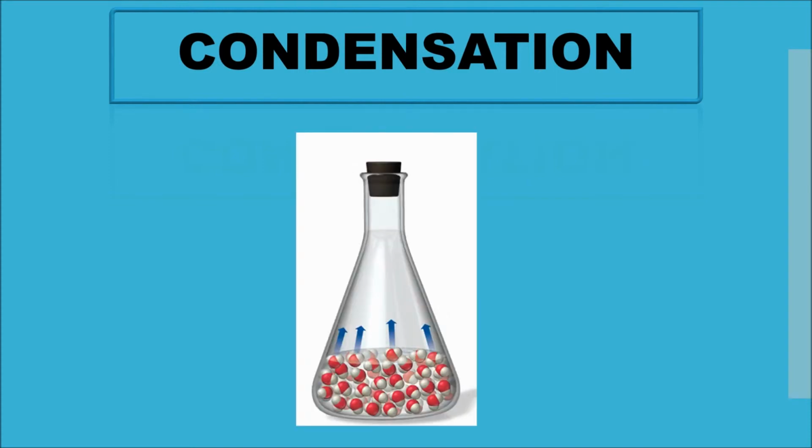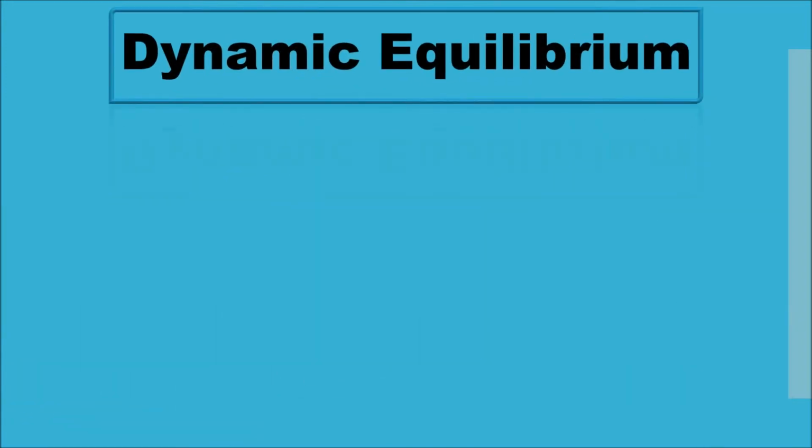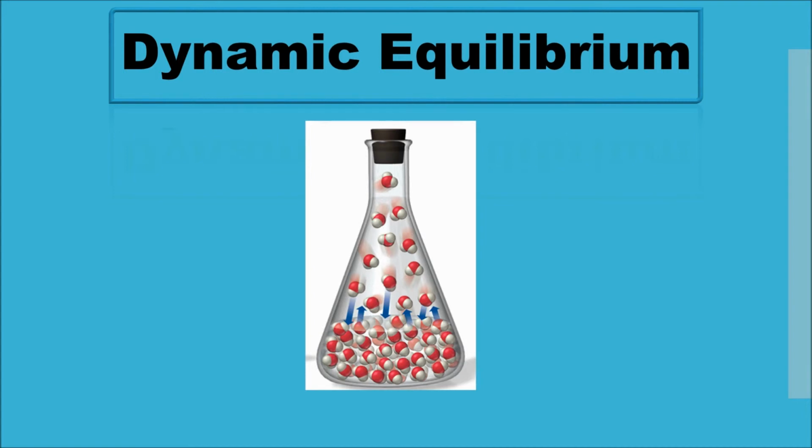Now, when you have condensation and vaporization occurring at an equal rate, we say that the system is in dynamic equilibrium. This does not mean that we have equal amounts of vapor and liquid, but it means that they are changing by equal amounts. And so, in dynamic equilibrium, the rate of evaporation is equal to the rate of condensation.